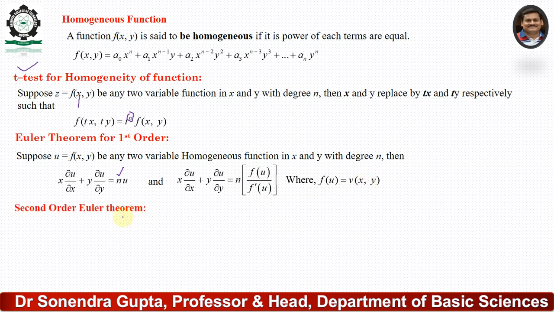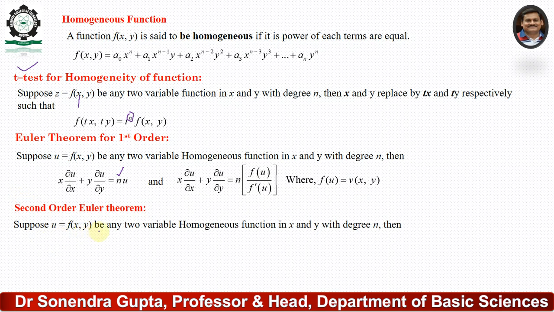Now another is the second order Euler's theorem. Suppose u equals f of x, y is a two-variable homogeneous function in x and y with degree n. Then we have two formulas for this. One: x square del 2u by del x square plus 2xy del 2u by del x del y plus y square del 2u by del y square equals n into n minus 1 of u. This formula is used when the value n is given.